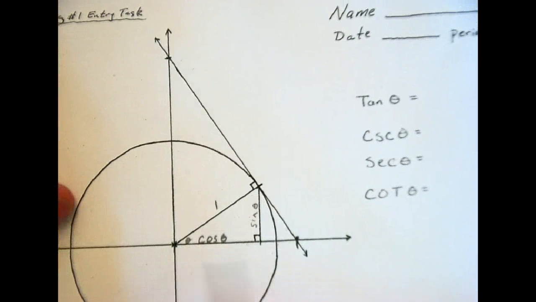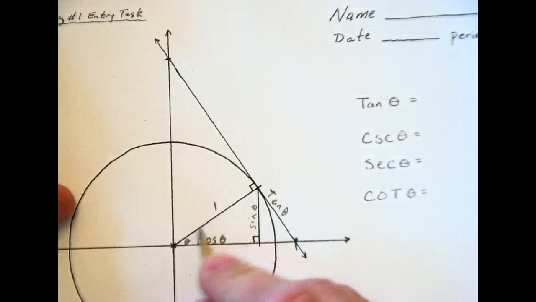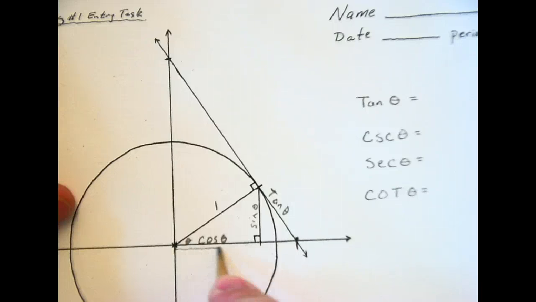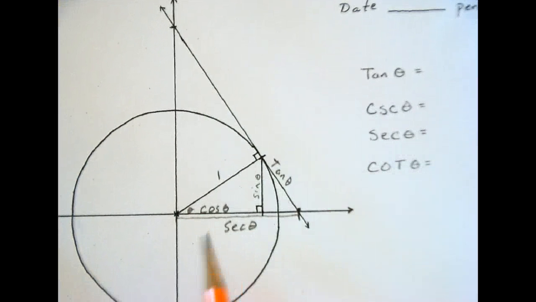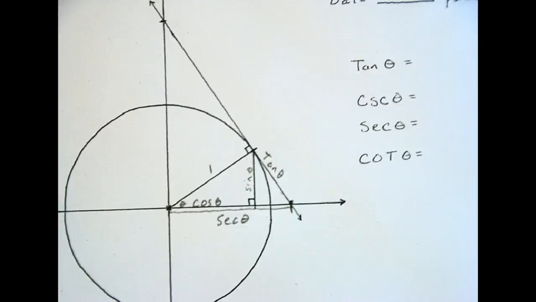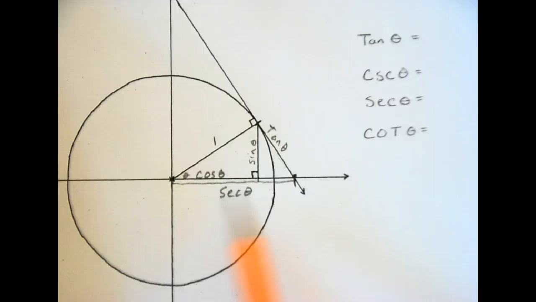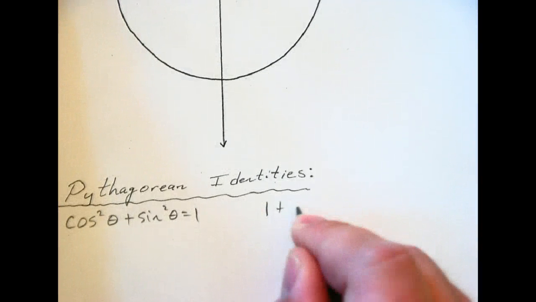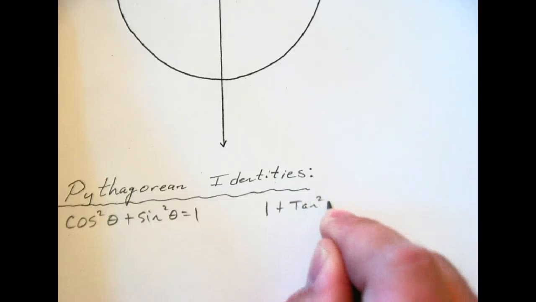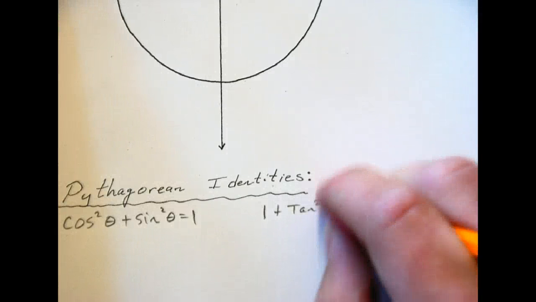Now we have this other right triangle. We know that this is tangent, and that's 1. We know that this right here, length, is secant. I like to think of it as secant. Makes you feel more positive. But what if you can't think about it? Well, I hope we can. So we got 1 squared plus tan squared equals secant squared. So another Pythagorean identity: 1 plus tan squared equals secant squared. And we should have our thetas in there. Don't forget those. I kind of get lazy on that sometimes.